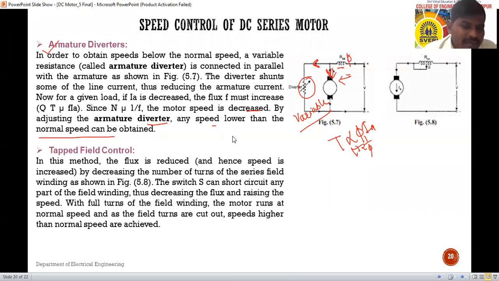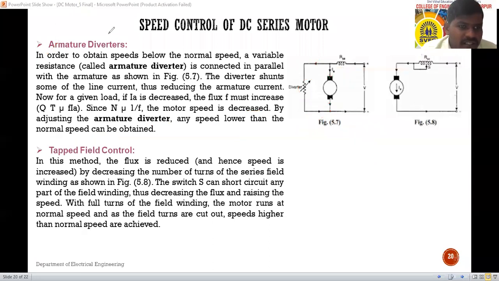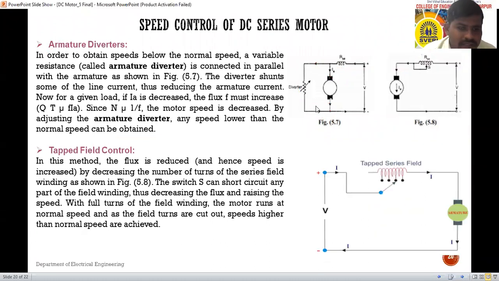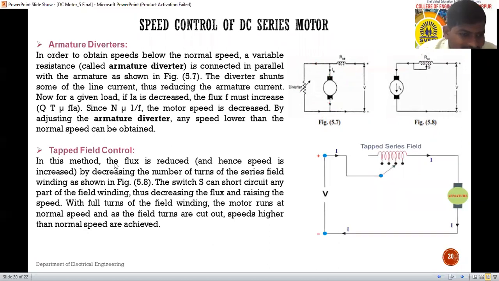Now the next method of field control or flux control is the tapped field control. It is also important, and it is used in traction systems also. This is the tapped field control method. What is meant by tapped? Its name suggests that some tappings are provided on the field winding.